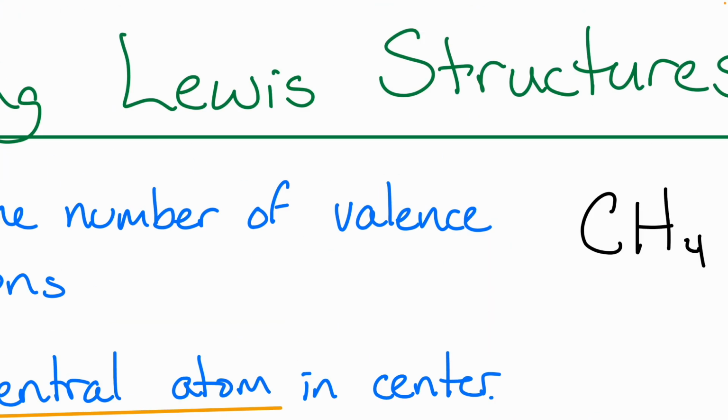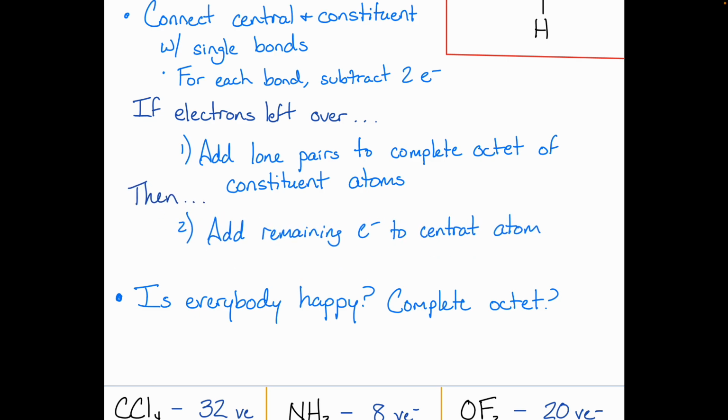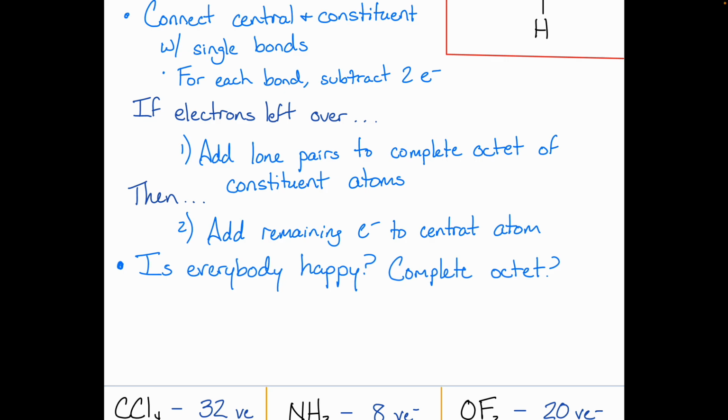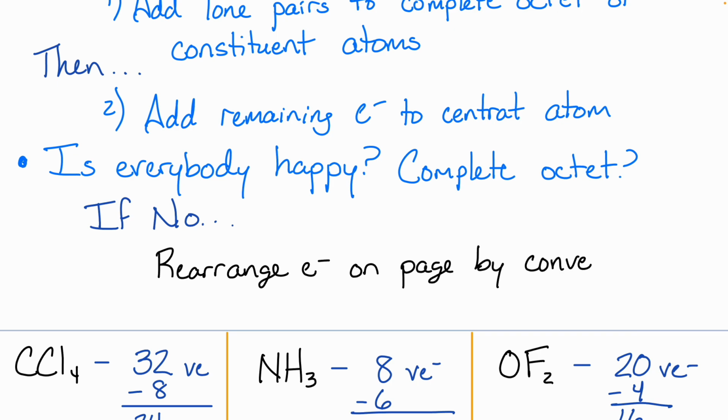All right, so we have to add one more thing to our little list of rules here. We said we were going to check and ask if everybody was happy, and up until now, everybody's always been happy. So what are we supposed to do if somebody's not happy? Okay, we're going to rearrange the electrons on the page by converting lone pairs to bonds, or if you've gone too far, maybe you need to do vice versa.